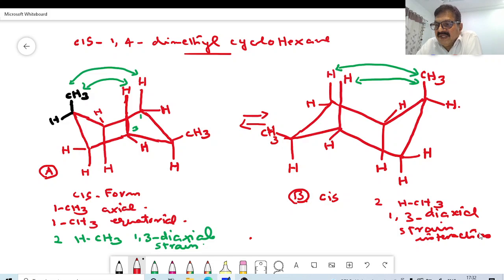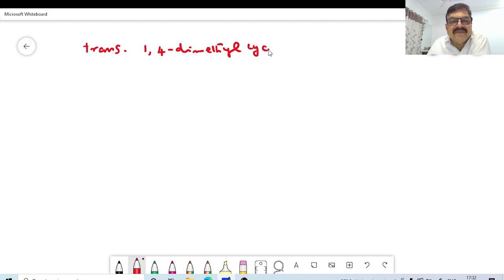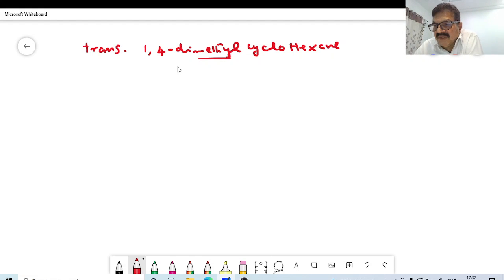Now when we come to the trans isomer, there will be a difference here. I hope you have understood. We have seen cis. Now let us see how the trans will look. That will be more interesting for you. Trans 1,4-dimethyl cyclohexane. In the trans isomer, both methyl groups are in the equatorial position. Let us see how it will be here.